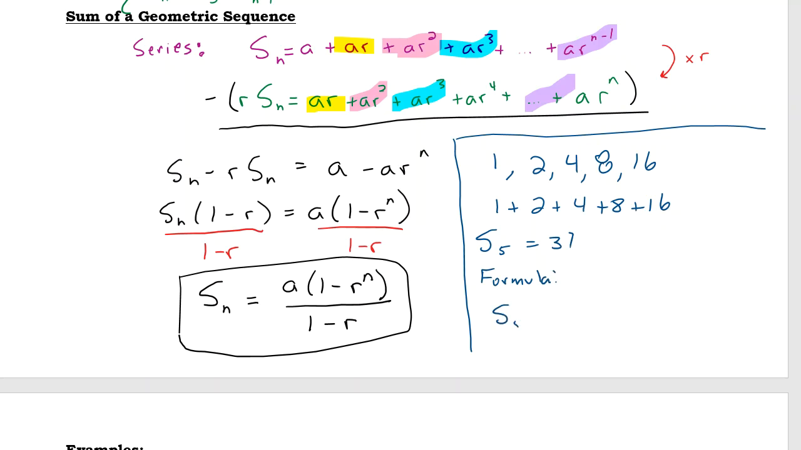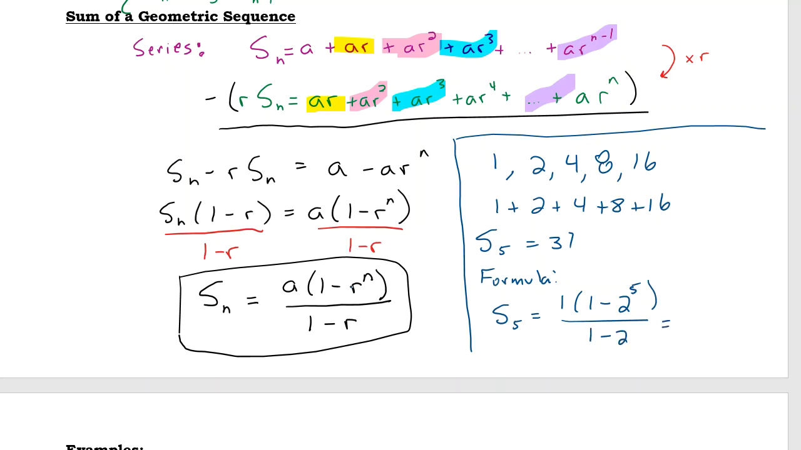So the sum of the first 5 terms is the first term, which is 1, times 1 minus the common ratio, which is 2, to the nth power, which is how many terms we're adding up here, which is 5, over 1 minus the common ratio.